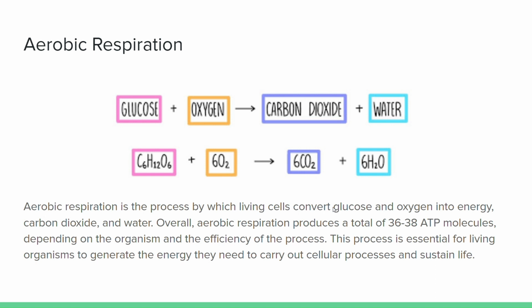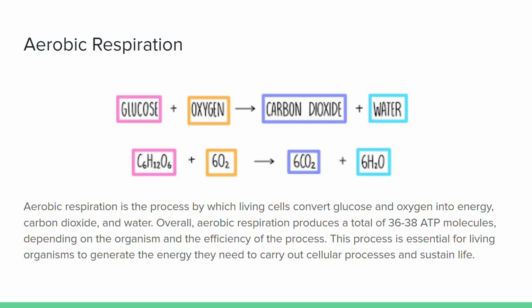The equation for aerobic respiration is as follows. Glucose plus oxygen is converted into carbon dioxide and water, and the chemical symbols are C6H12O6 plus 6O2 is converted into 6CO2 plus 6H2O. This is the balanced chemical equation for aerobic respiration. Occasionally in exams they can ask you for this, especially the word equation, so it's good to have this off by heart.